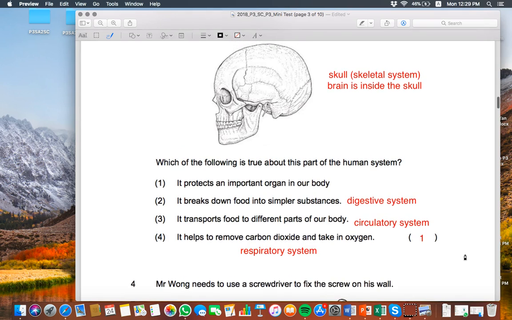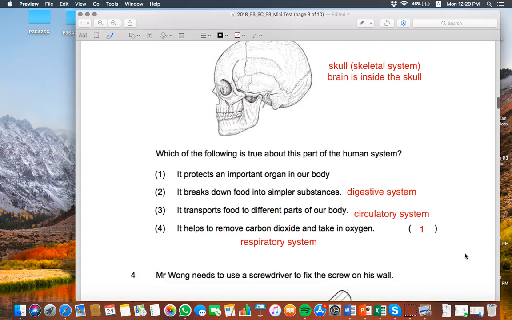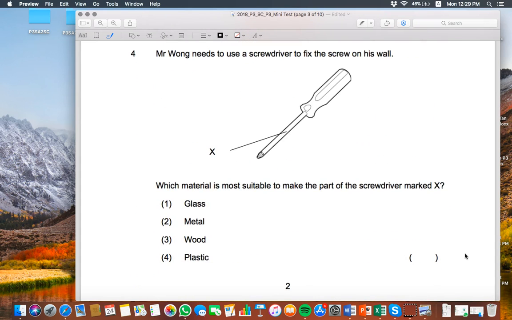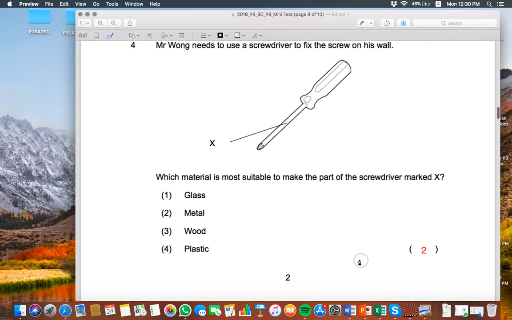Teacher, please pause the video if the students need time to copy down. Let's move on. Mr. Wong needs to use a screwdriver to fix the screw on his wall. Which material is the most suitable to make the part of the screwdriver marked X? This question is very straightforward. The answer is 2. It will be metal.